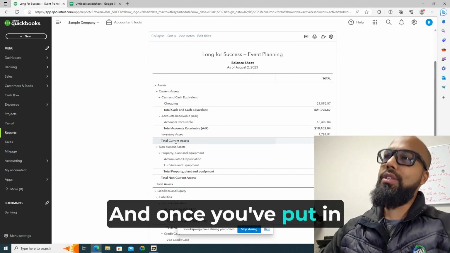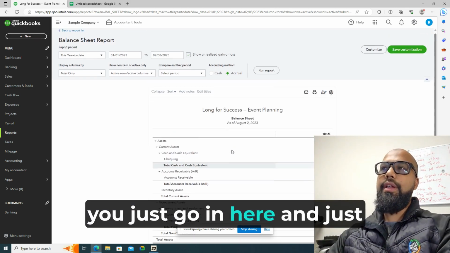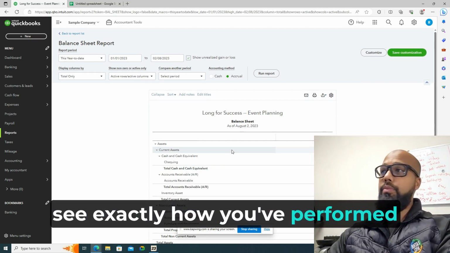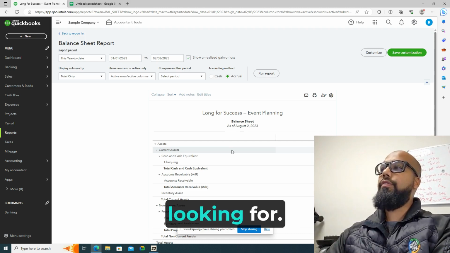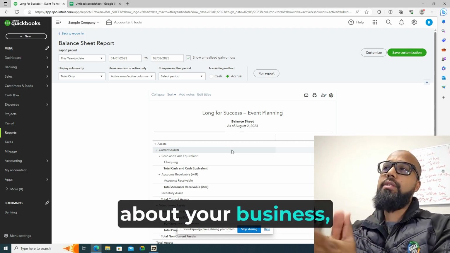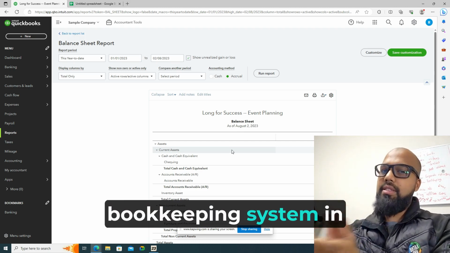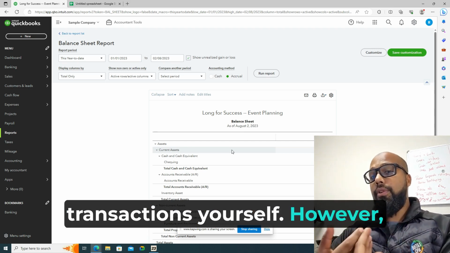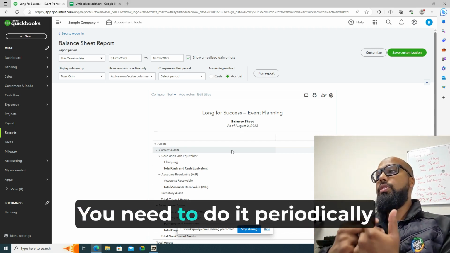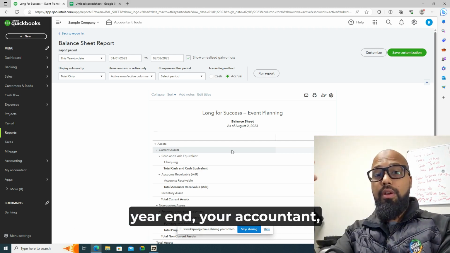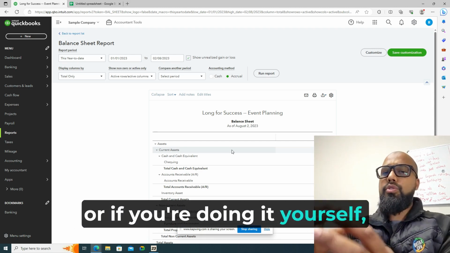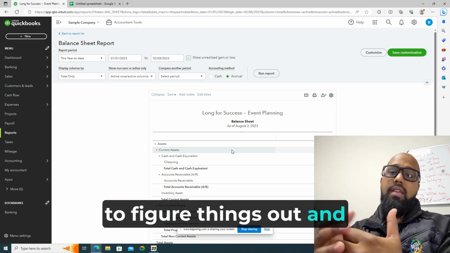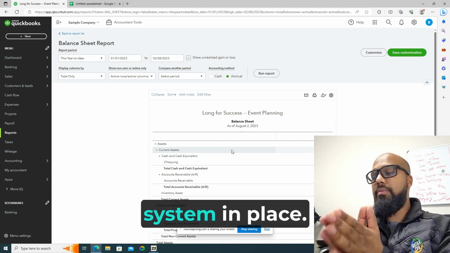And then once you put in all your transactions, you just go in here and generate your balance sheet and see exactly how you've performed for whatever period you're looking for. So if you're very serious about your business, you need to get a bookkeeping system in place. You don't necessarily have to get a bookkeeper. You can do most of the transactions yourself. However, you need to do it consistently and periodically, so that when it comes to your year end, your accountant, or you if you're doing it yourself, aren't spending too much time wriggling around trying to figure things out and make things right. So get a good bookkeeping system in place.